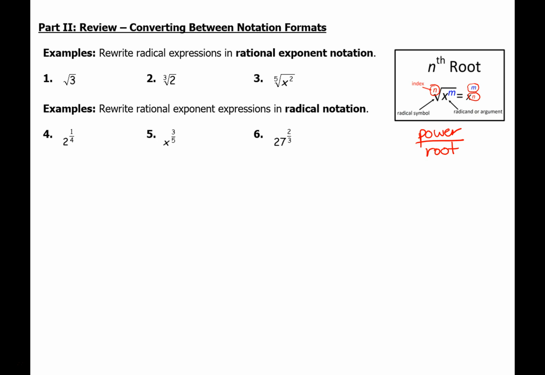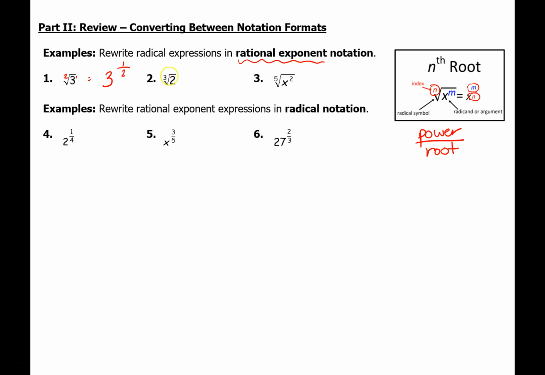So in numbers 1 through 3, we have radical expressions, and we are going to write them as rational exponents, meaning fractional exponents. So looking at this first one, this is a square root, and there's no power written inside with the 3, so we can assume that's a 1. Remember, our base is going to be whatever that radicand is. The power for that base is going to be our numerator, and the index is going to be our denominator there. So the square root of 3 is equivalent to 3 raised to the 1/2.